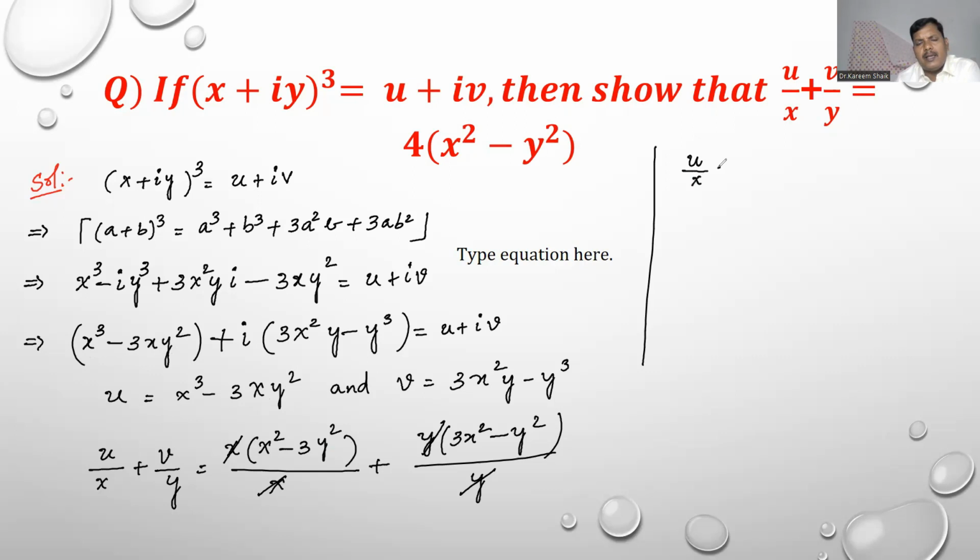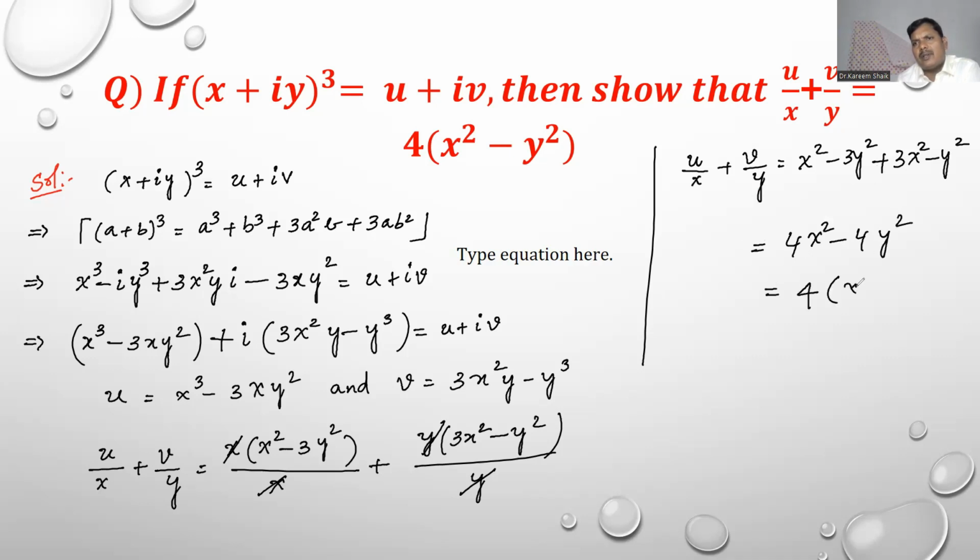U upon x plus v upon y equals to x square minus 3y square plus 3x square minus y square. Now what you will get? X square plus 3x square is 4x square, minus 3y square minus y square is 4y square. Can't we take common 4? So 4 times of (x square minus y square). What is left side? U upon x plus v upon y. Hence proved. I hope it's clear. Yes.